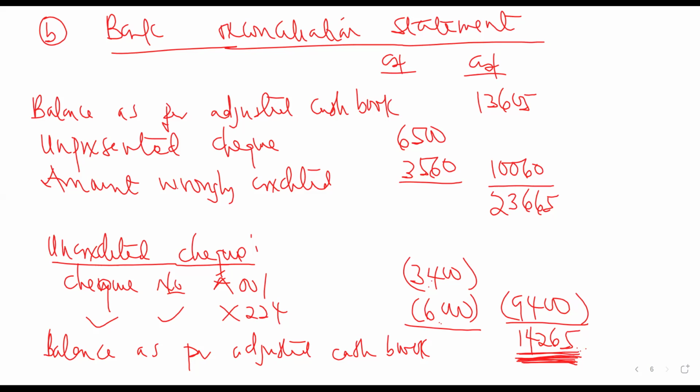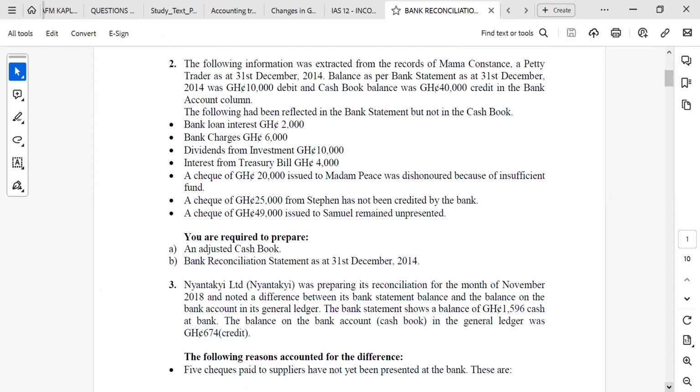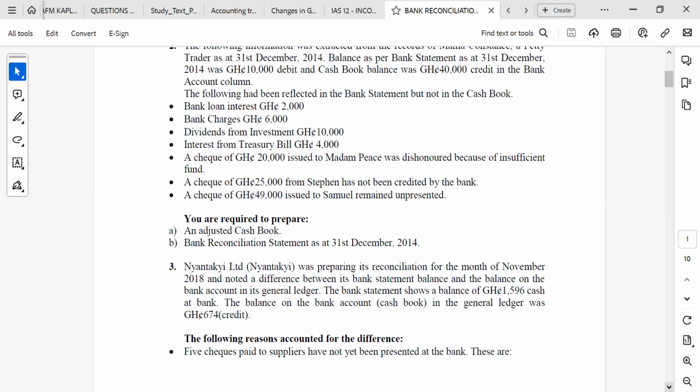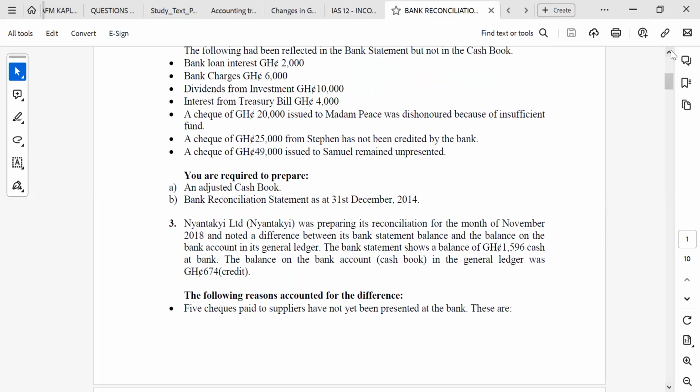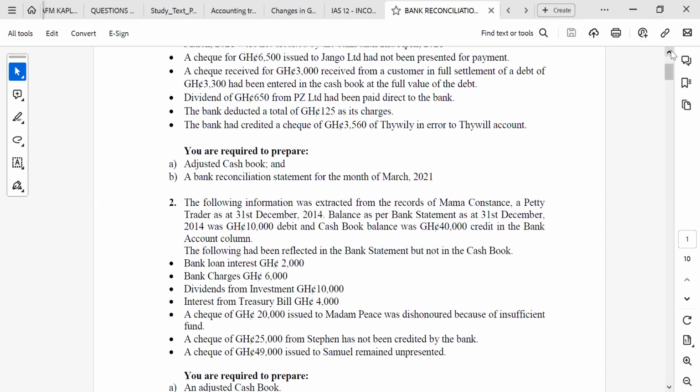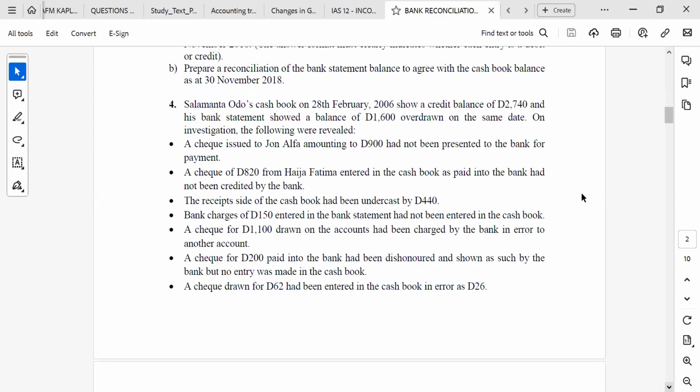But mostly we do the adjustment by starting with the adjusted cash book. So you just have to pay attention to how the question is being asked. So if they ask you to prepare the bank reconciliation statement, you always use the adjusted cash book. Let's use question number 3 and another one and see if we can start.